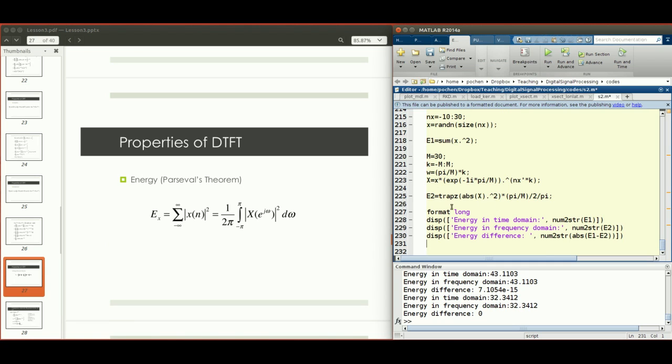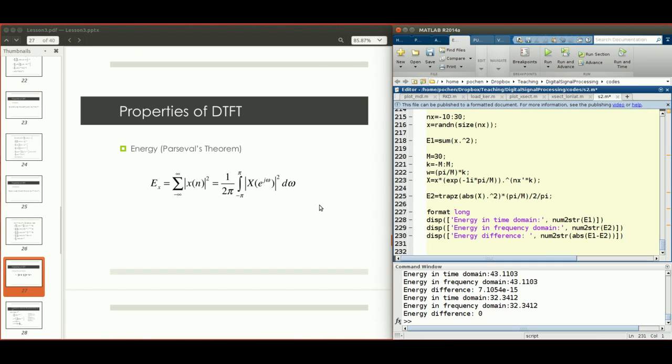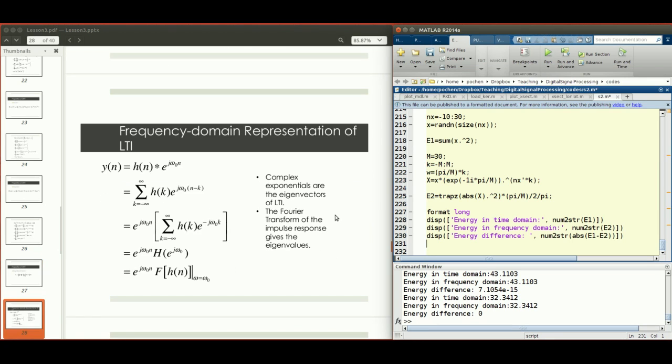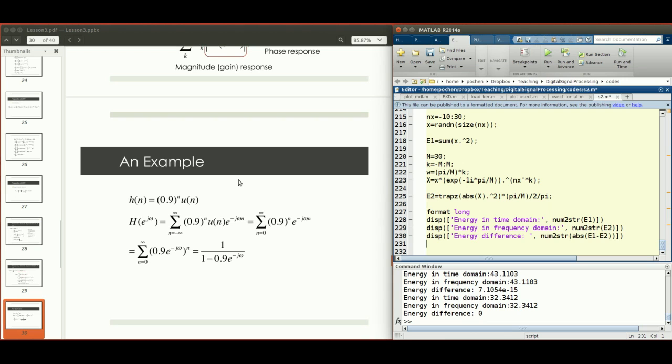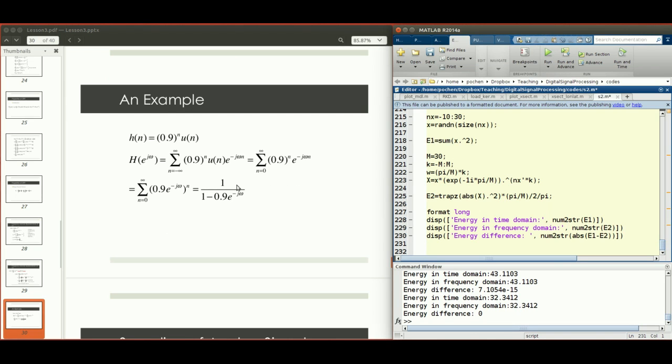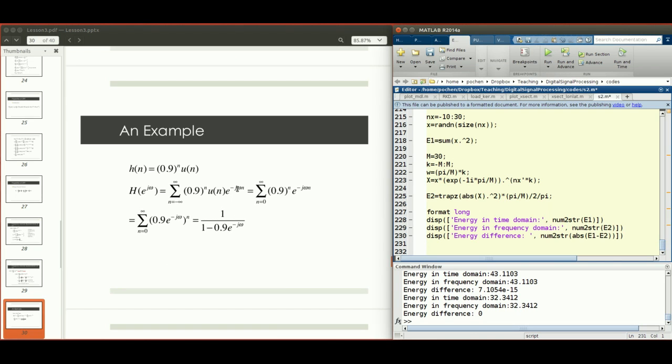In the next video, we're going to talk about the consequences of the frequency domain representation in terms of linear time invariant systems. We're going to see some interesting results, and we're also going to look at some properties of the sampling theorem, how we should sample our continuous signal using a discrete sequence in order to maintain all the information without introducing any kind of distortion.